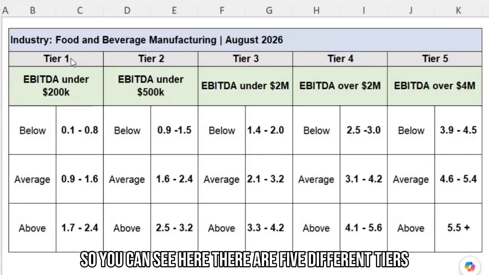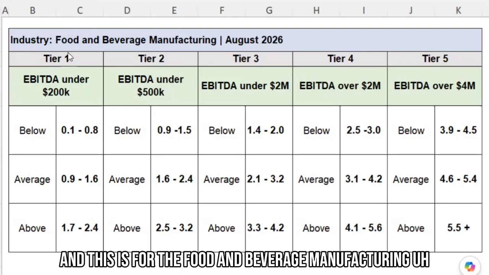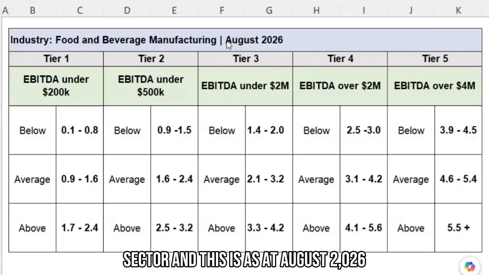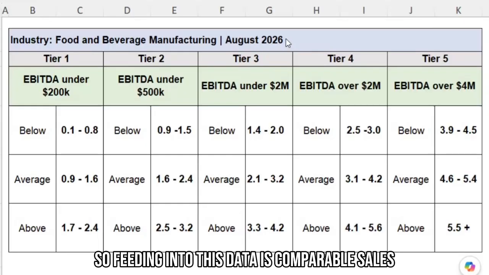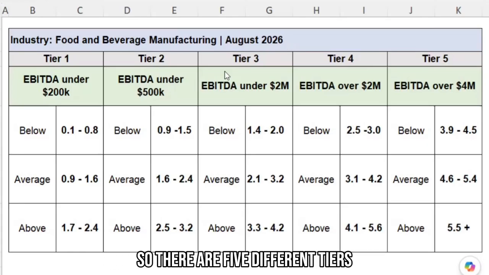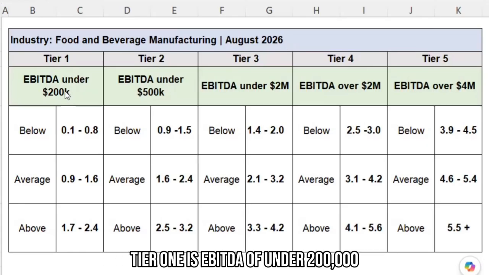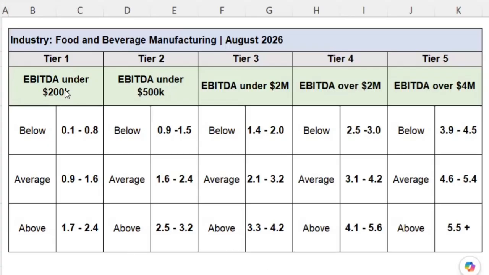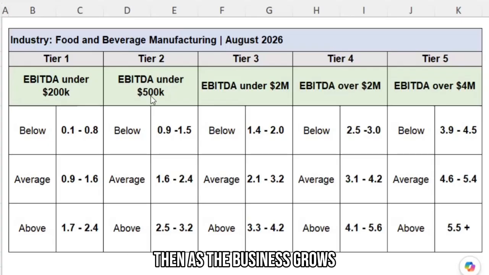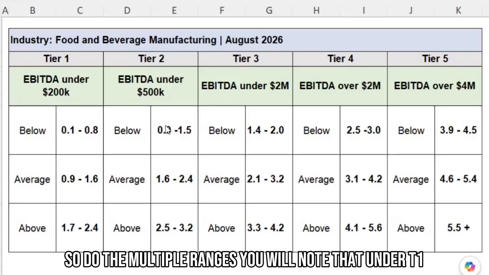So you can see here there are 5 different tiers, and this is for the food and beverage manufacturing sector, as at August 2026. Feeding into this data is comparable sales. So there are 5 different tiers. Tier 1 is EBITDA of under 200,000. Then as the business grows, so do the multiple ranges.